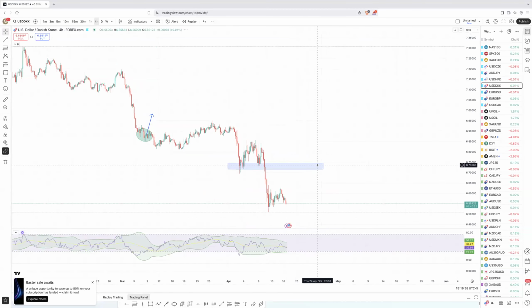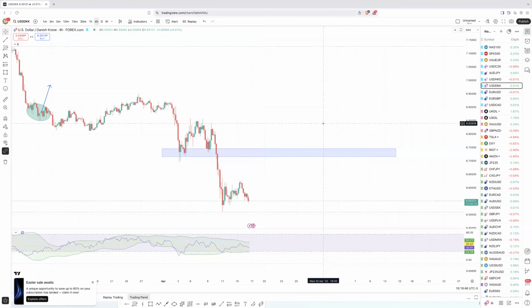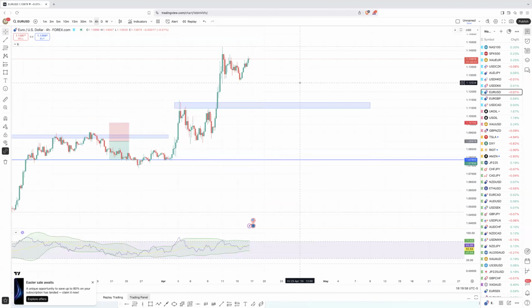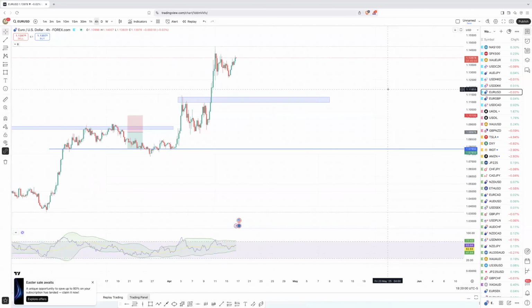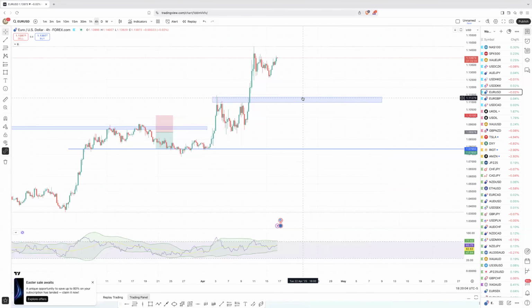We have USD SEK, possible retest here to go short with clear indication right here. Looks like it could form a divergence at the bottom here. Go long and catch the retest here if that happens. We have Euro USD as well. Possible retest here to go long.